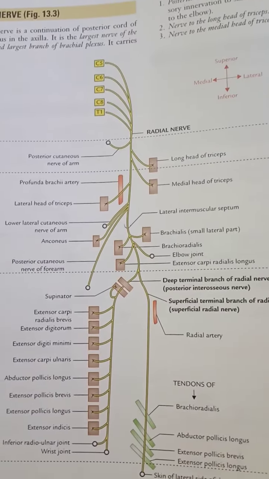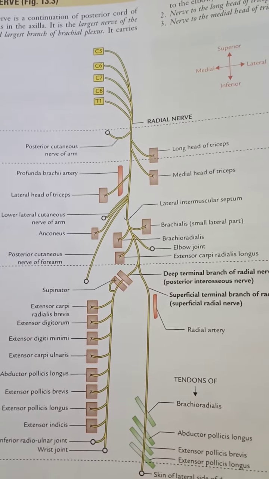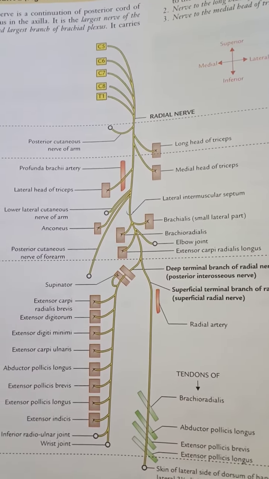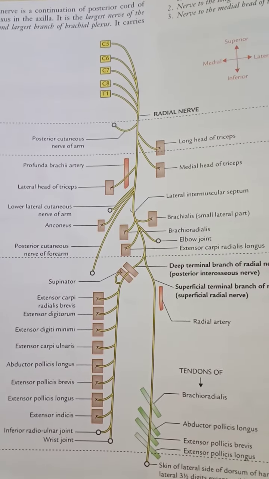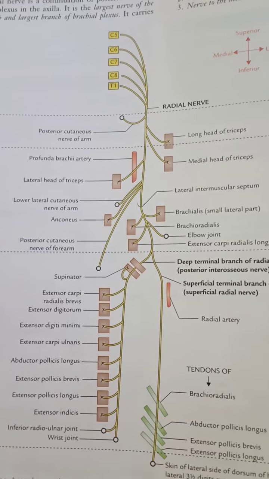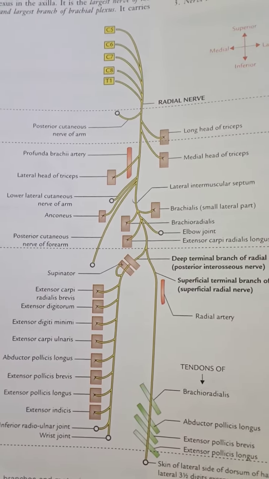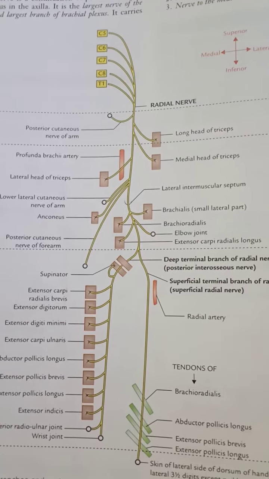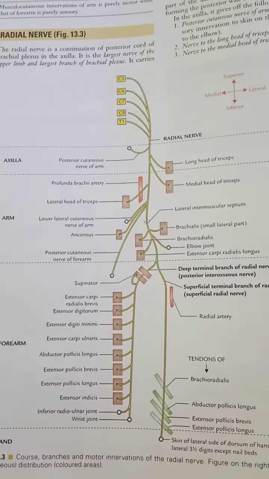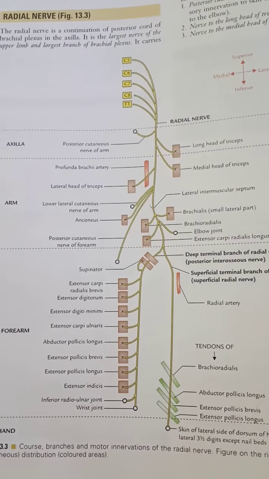The radial nerve supplies the long head of triceps, medial head of triceps, posterior cutaneous nerve of arm, profunda brachii, and lateral head of triceps. It also gives the lower lateral cutaneous nerve of arm, and it supplies brachialis, brachioradialis, and the elbow joint extensor carpi radialis longus. The posterior cutaneous nerve of arm and posterior cutaneous nerve of forearm are branches of the radial nerve.